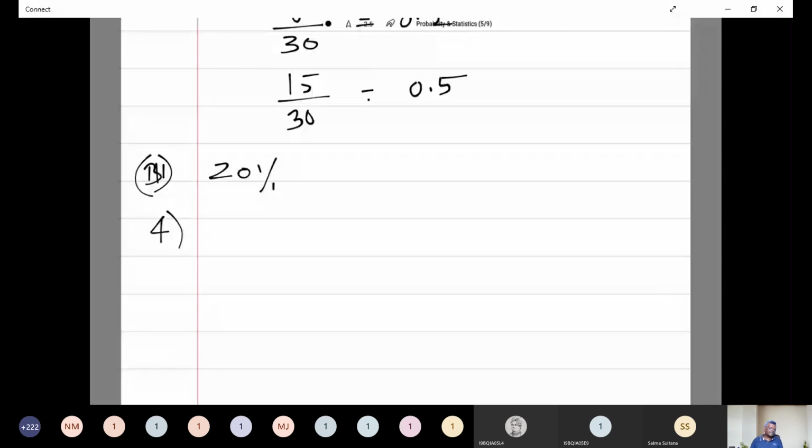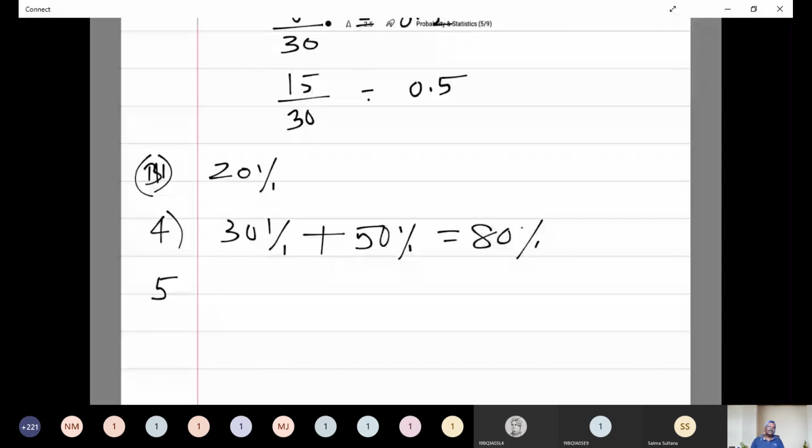What percentage of elements in this sample belongs to category A or C? Category A is equal to 30% plus category C is equal to 50%. Total is equal to 80%. That means 80% of elements in this sample belong to categories A and C. Now coming to the fifth one. What is the fifth one?